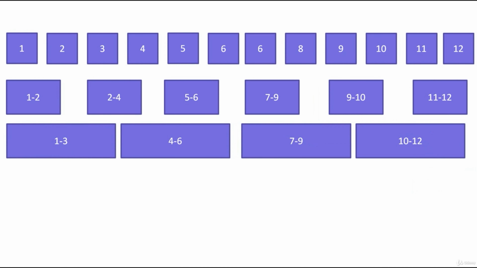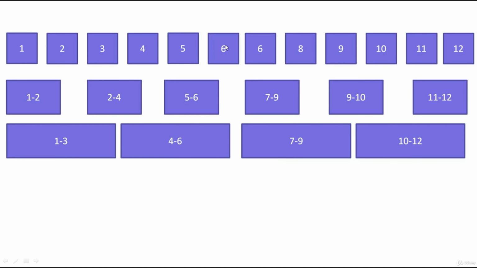In the third scenario, we are allocating 3 columns to one HTML element. The first 3 columns go to the first HTML element. The second 3 columns go to the second HTML element. The third 3 columns, that means column 7 to column 9, are assigned to the third HTML element. And the last 3 columns, numbers 10, 11, 12, are assigned to the fourth HTML element. So in this row, we can place only 4 HTML elements.